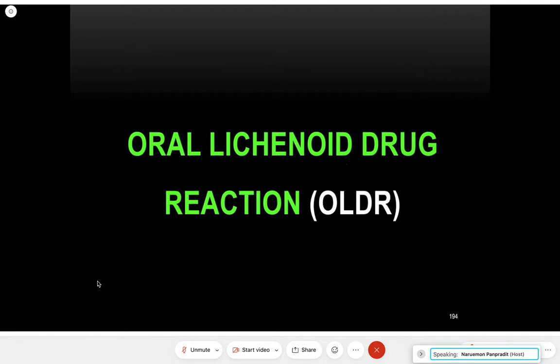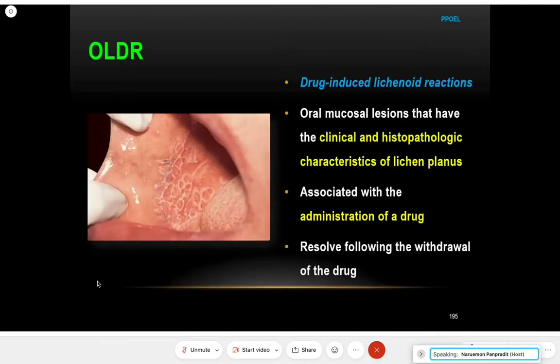The lichenoid drug reaction, or OLDR, is a drug induced lichenoid reaction. Clinically again, everything looks similar to lichen, but you have to ask about the association with drug administration. The patient may report taking the medication and then the lesion appeared after taking this medication, maybe some weeks, some months, or some patients can notice after years.